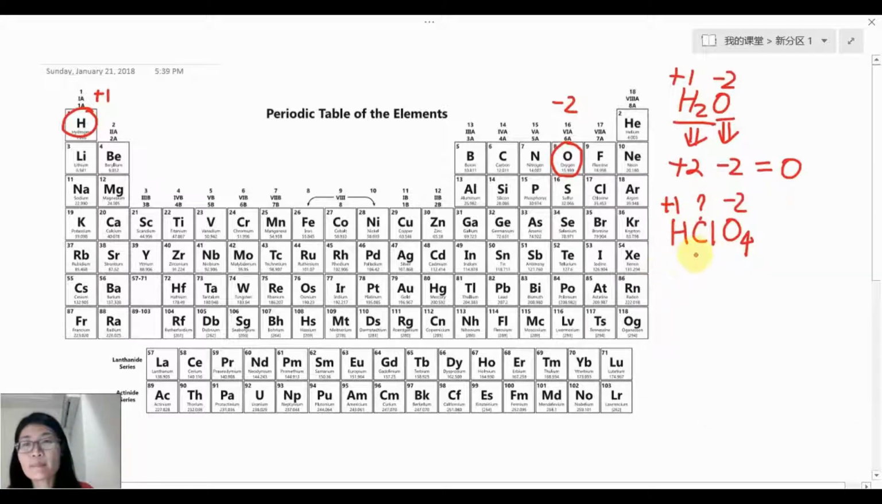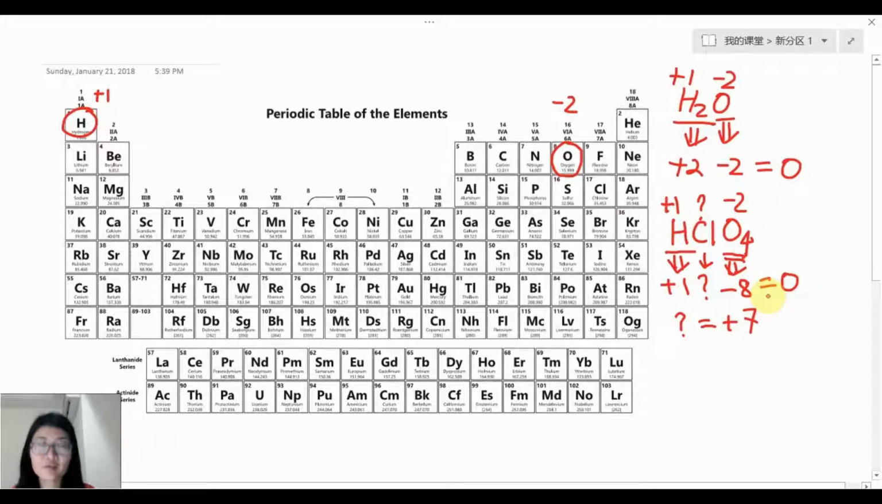Okay, so in this case, you would have to add up the charges. You have only 1 hydrogen, so you have positive 1 in total. And here you have 4 oxygen, you would have negative 8 in total. And this chlorine should be question mark. Okay, they should add up to be 0. And what is that question mark? It should be positive 7, right? Okay, because 1 plus 7 minus 8 is 0, right?